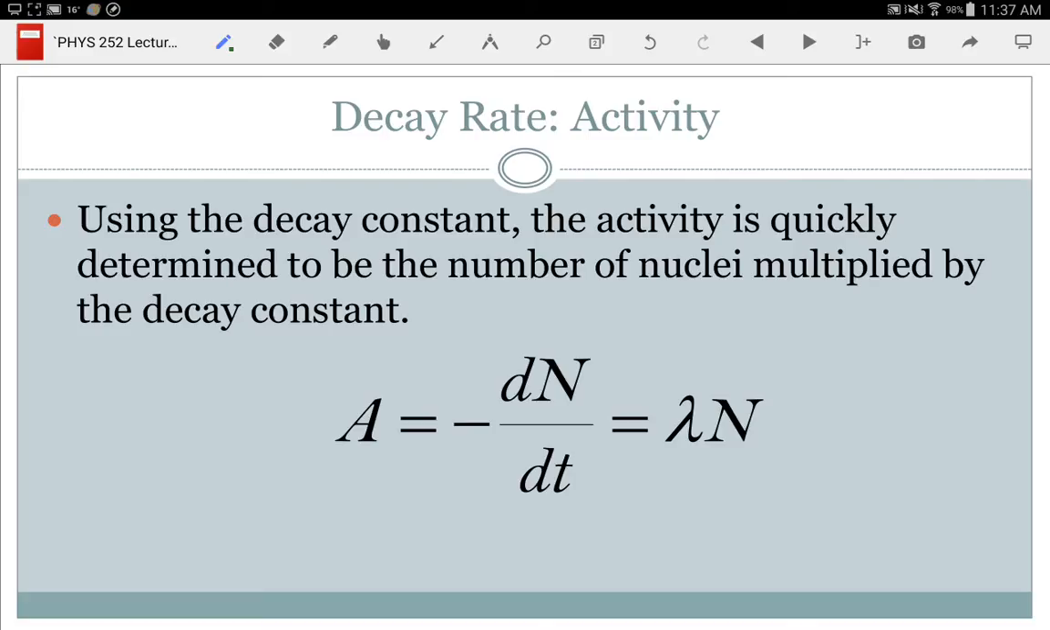Right? So if I had 100 nuclei, it'd be my decay constant. Each nucleus has this much probability per second of decaying times the number of nuclei. That would be my expected number of nuclei per second that will be decaying. And we call the rate of decay the activity. So A here stands for activity.